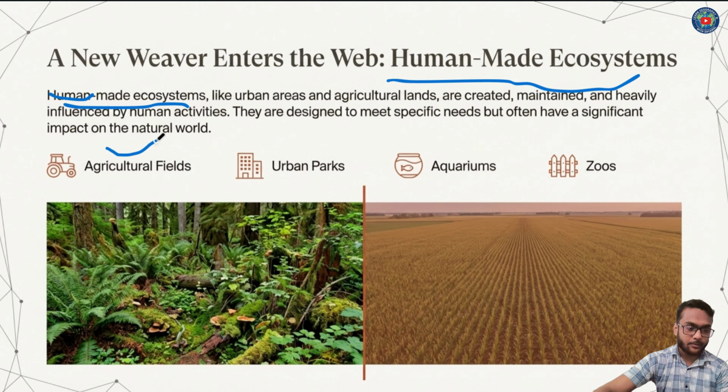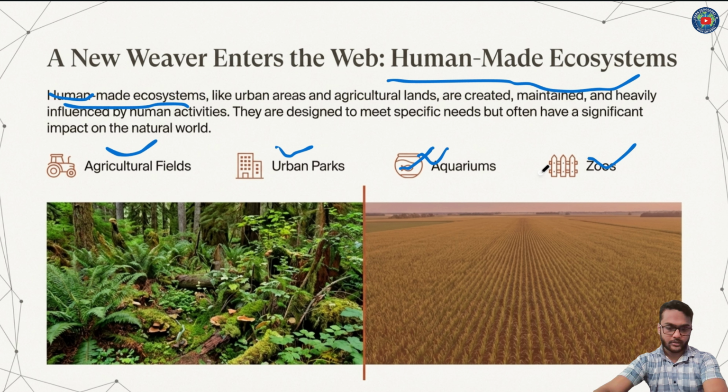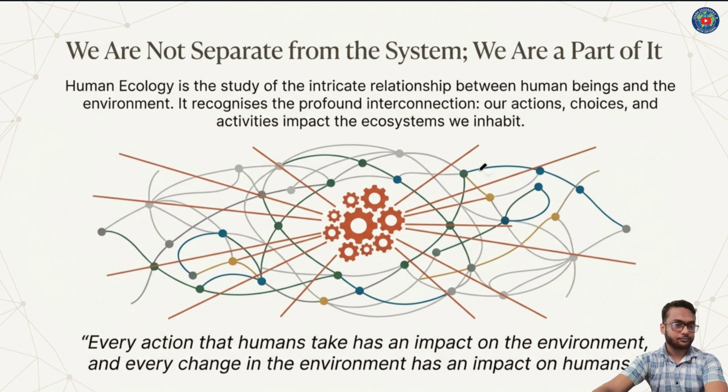For example, agricultural fields, urban parks, aquariums, that means fish decoration, and zoos, that means animal demonstration.